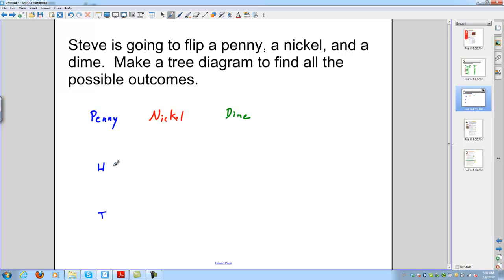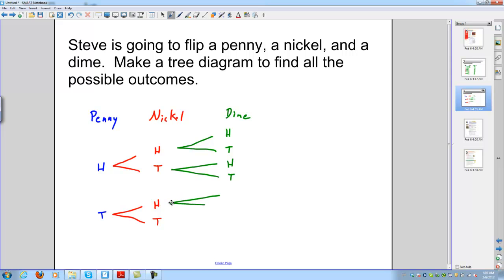Now after that, off of each one of those, I have to branch off and get the outcome for the nickel. So the nickel can have heads or tails after a heads for the penny, or a nickel can have heads or tails after tails for a penny. And then my other event is my dime, so I have to branch off of each of the nickel outcomes, and the dime can get heads or tails after each one of those nickel events. And again, I could take the time to list out my outcomes.